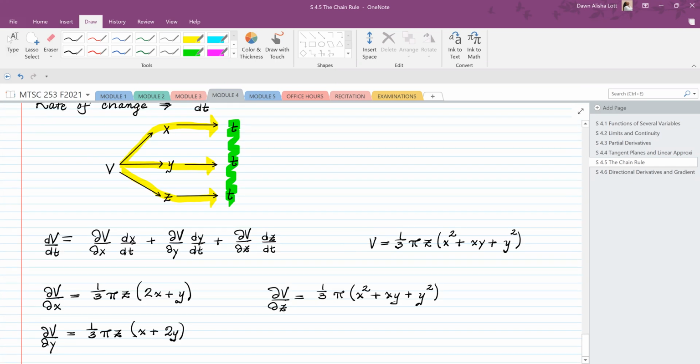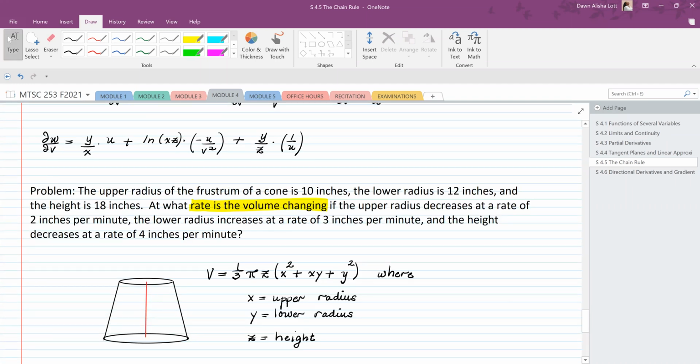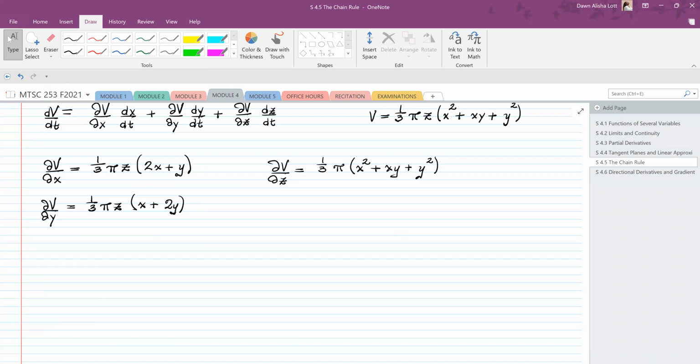So this is happening when, notice we didn't put any numbers in yet. Now we can put the numbers in. This is happening when the upper radius, which is x, is equal to 10. So now they tell us x is equal to 10. The lower radius y, I believe, was equal to 12. And then the height z is equal to 18, right? And then they say at what rate?